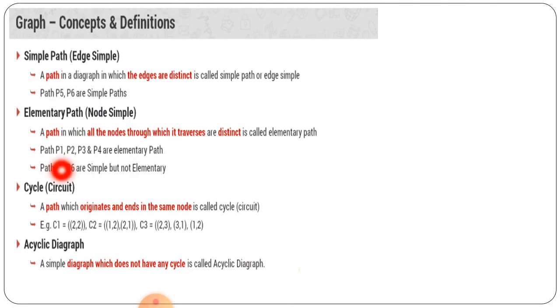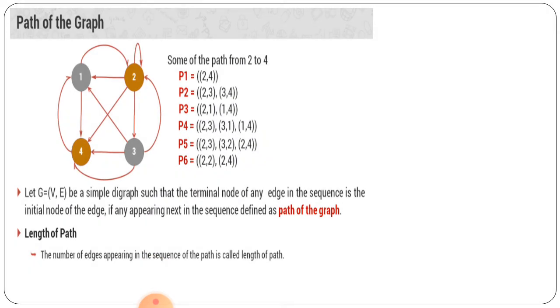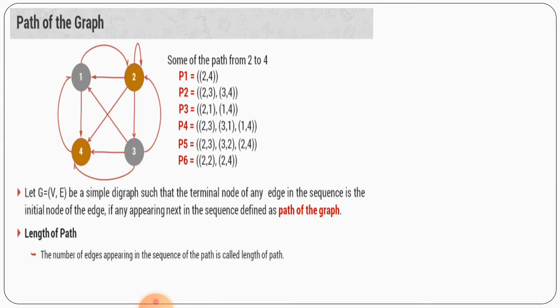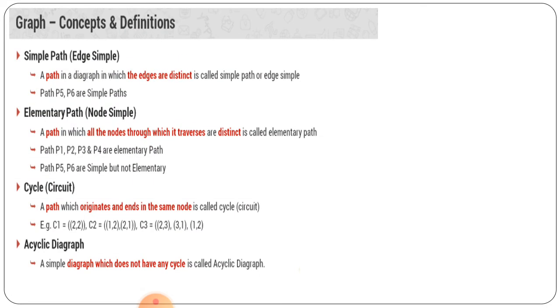After this, the cycle. Now 2 to 2, we can say, starting from a node, we have to end at the same node. We start at 2 and end at 2, so that is cycle 1. Then we go 1 to 2, and 2 to 1 again, so that is also a cycle. Now cycle 3: 2 to 3, 3 to 1 and 1 to 2. In the diagram we can see 2 to 3, 3 to 1 and 1 to 2 again. So this is also a cycle, ending at the same node.